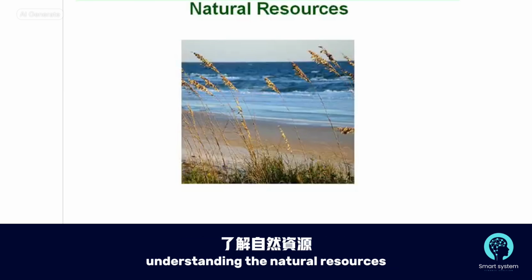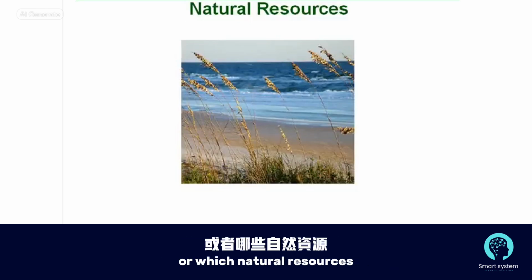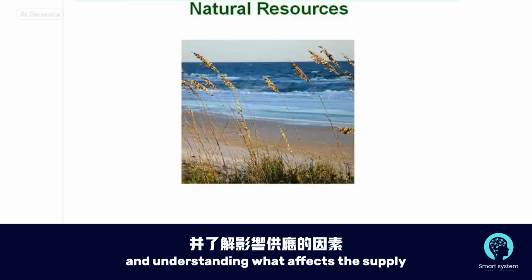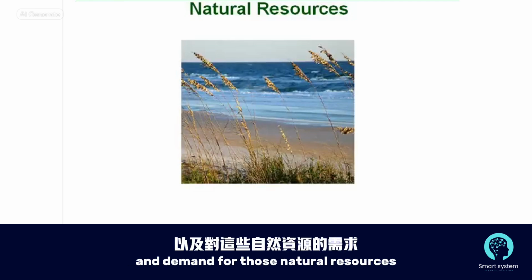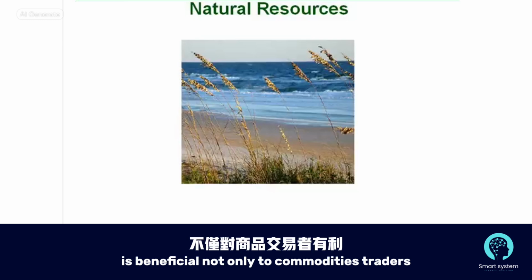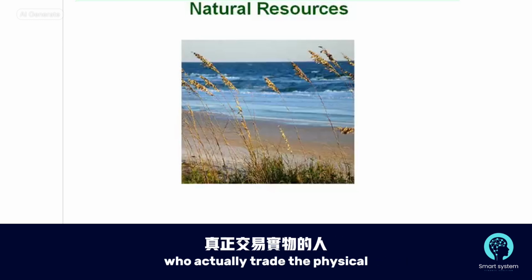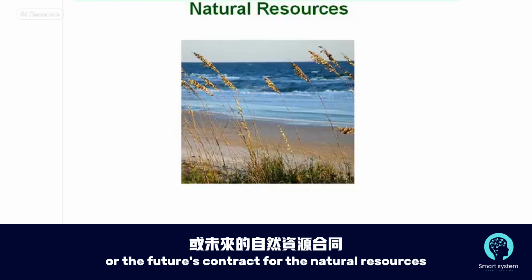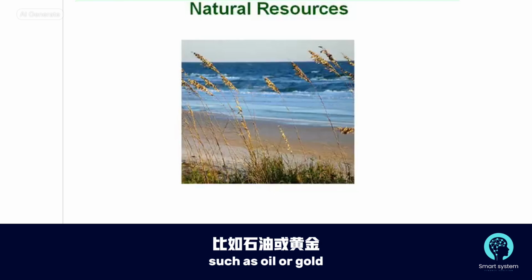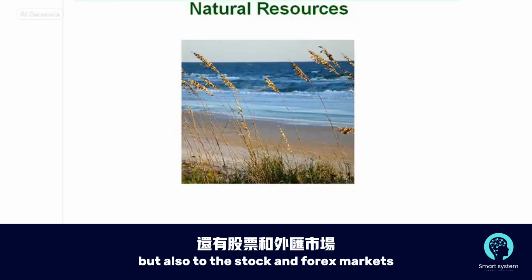Understanding which natural resources are more important to a country, and understanding what affects the supply and demand for those natural resources, is beneficial not only to commodities traders who actually trade the physical or the futures contract for the natural resources, such as oil or gold, but also to the stock and forex markets.